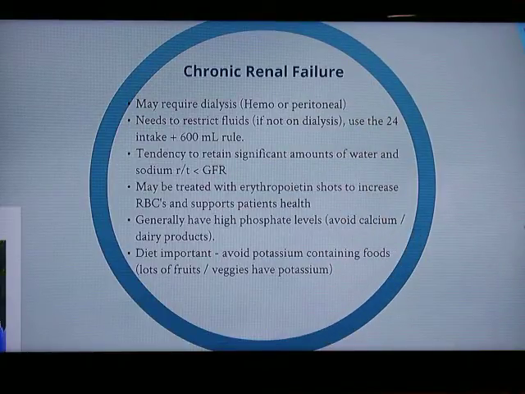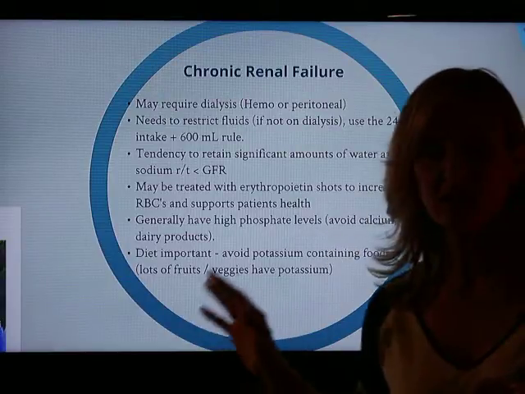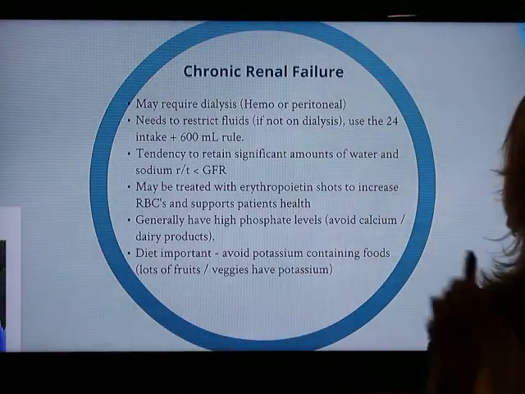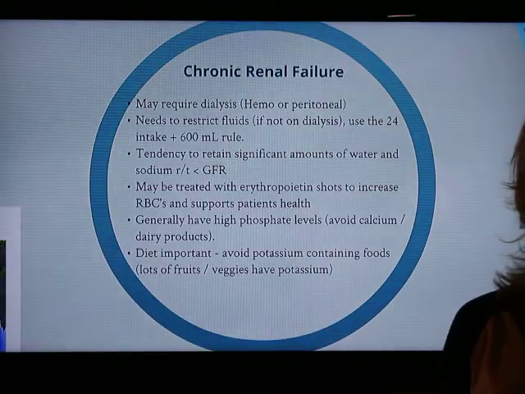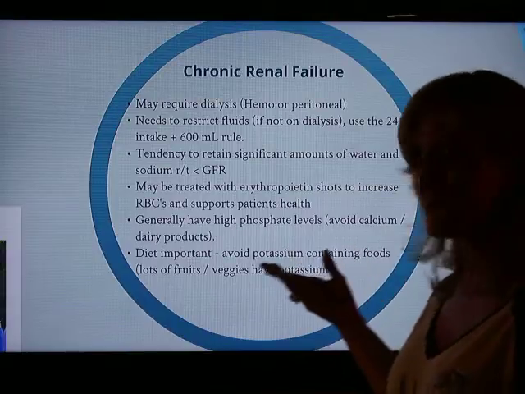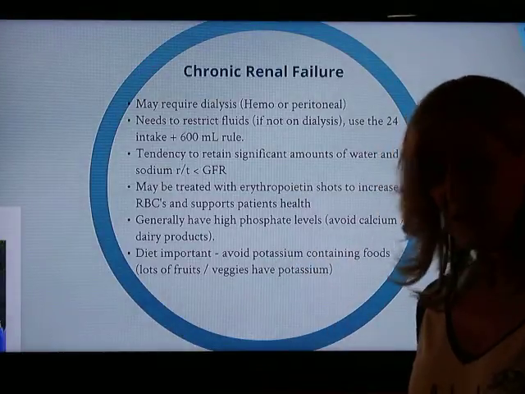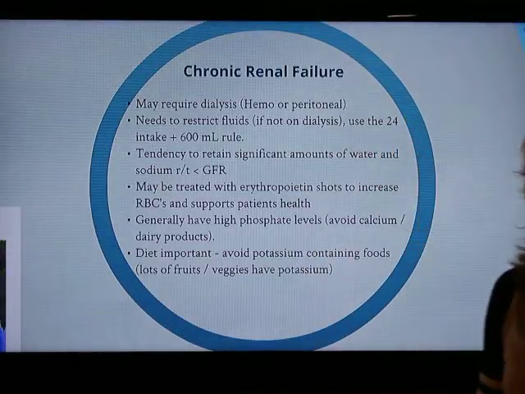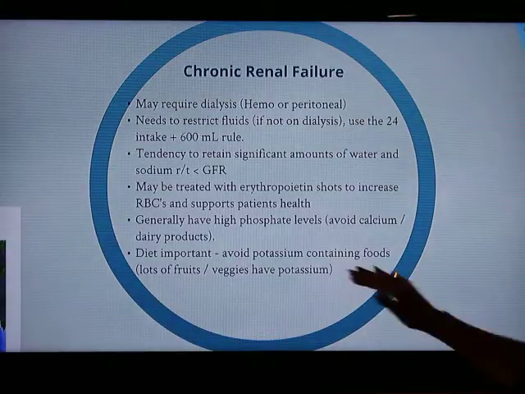So in your patient who has chronic renal failure, diet is hugely important. You need to avoid potassium-containing foods because these patients tend to have high potassiums, which, as we know, we just talked about, can lead to cardiac problems. So you need to be careful because you want them eating healthy, but lots of fruits and vegetables are high in potassium. So you really need to be careful with that.